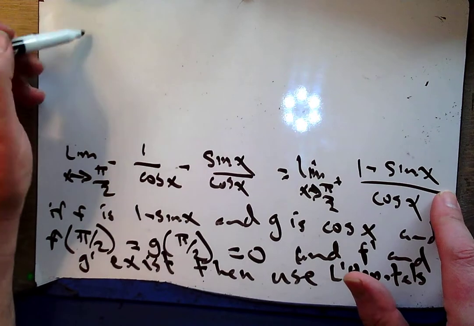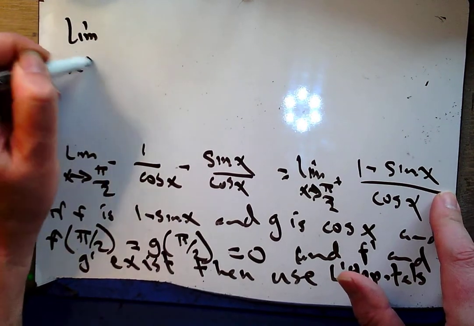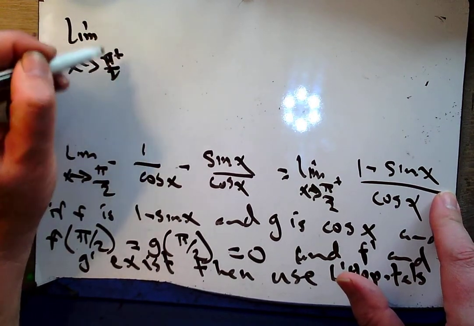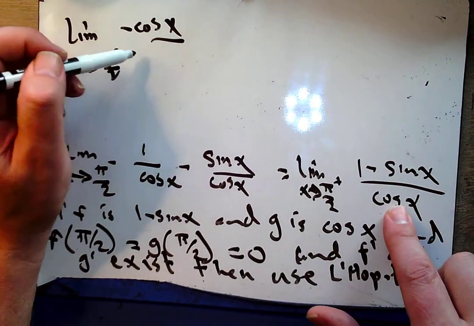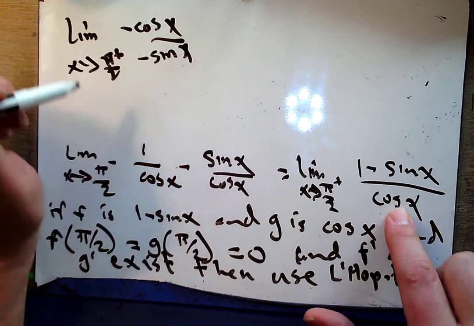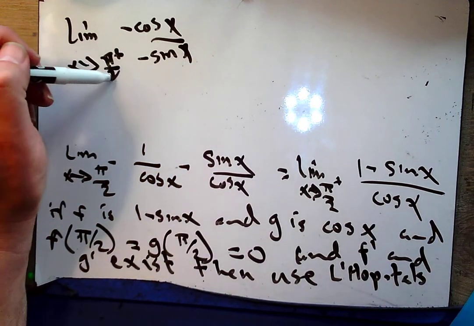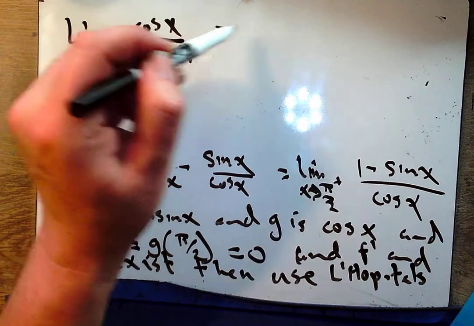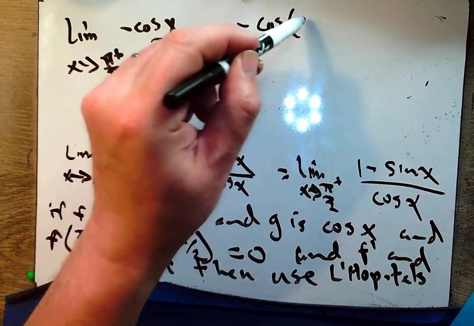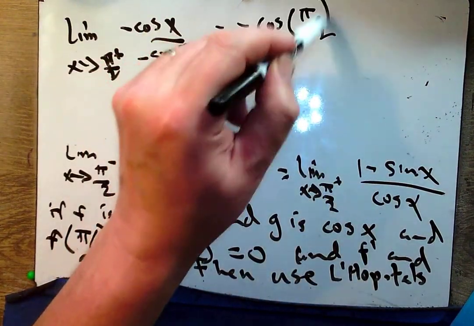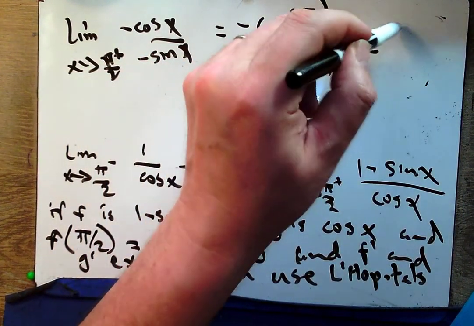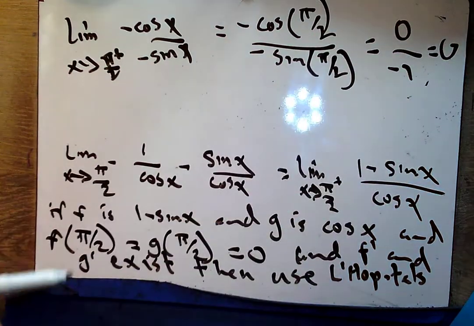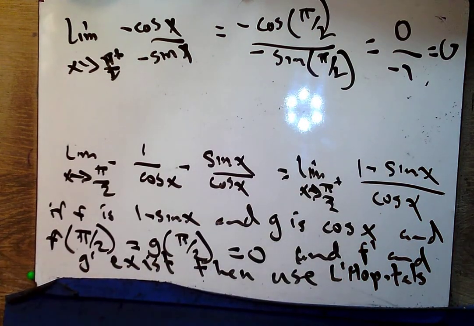I use L'Hopital's. I take the derivative of the top, and I get the derivative of negative sine is negative cosine. I take the derivative of the bottom, negative sine. Now when I do my direct substitution, I have negative cosine of pi over 2 over negative sine of pi over 2, which is 0 over negative 1, or 0. Okay, so that's the value of that limit.